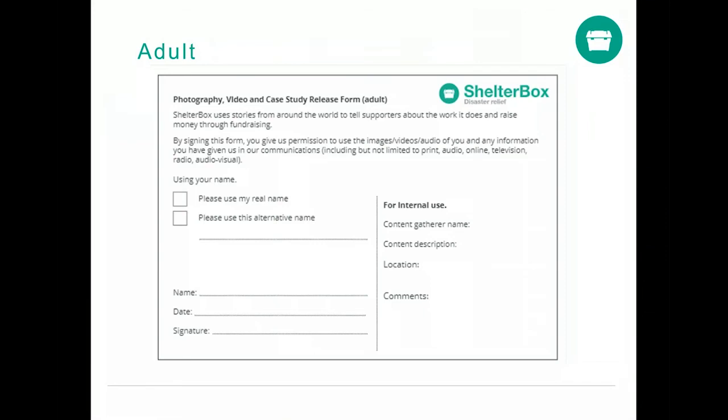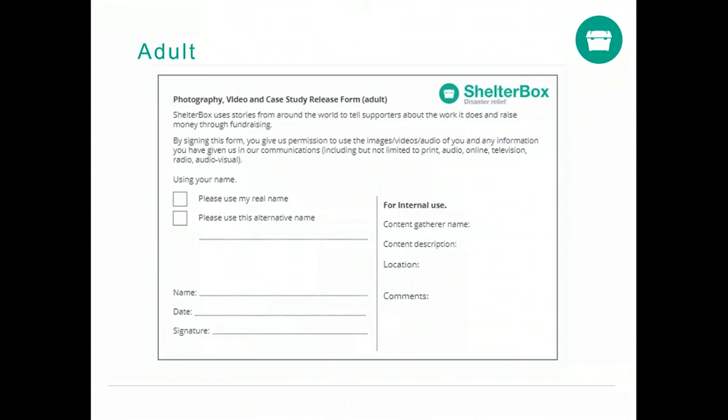If you do want to take a portrait and you are focusing on one individual in your image, then you'll need an individual adult consent form. And you can see that in front of you. It's fairly self-explanatory and similar to the other one.